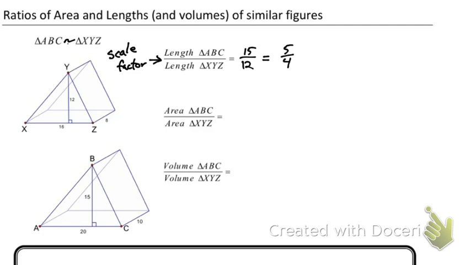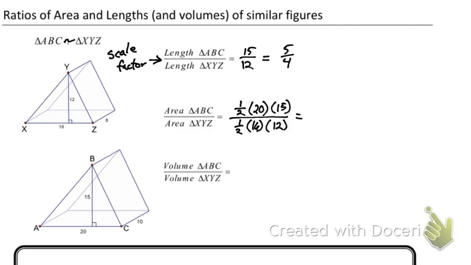Now we're going to see how that plays out with our areas. So it tells me to put the area of ABC over the area of triangle XYZ. Just remember, area is 1/2 base times height, so the area of ABC is 1/2 of 20 times that 15 all over the area of XYZ, which is 1/2 its base, which is 16, times 12.